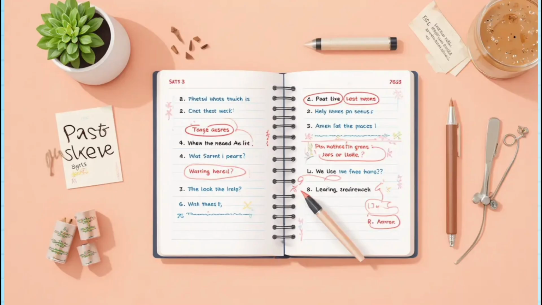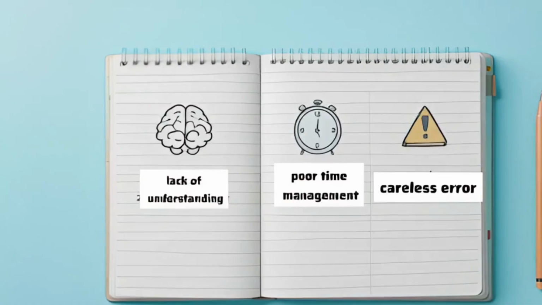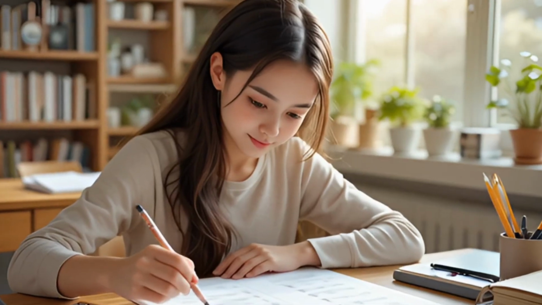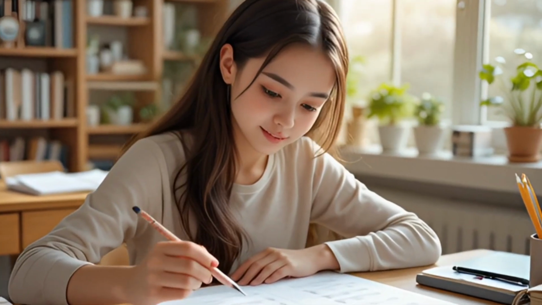Step 4 is to analyze your mistakes deeply. Do not just check answers and move on. Ask yourself why you made each mistake. Was it lack of understanding, poor time management, or a careless error? Write the reason down. If you do not understand your mistakes, you will repeat them in the exam.